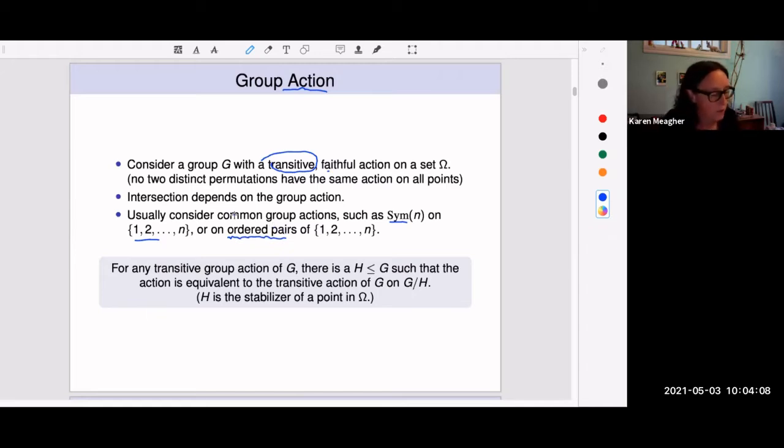But anytime you have a transitive action, so for any transitive, let's try this. Oh, I picked up purple. I thought the color went well.